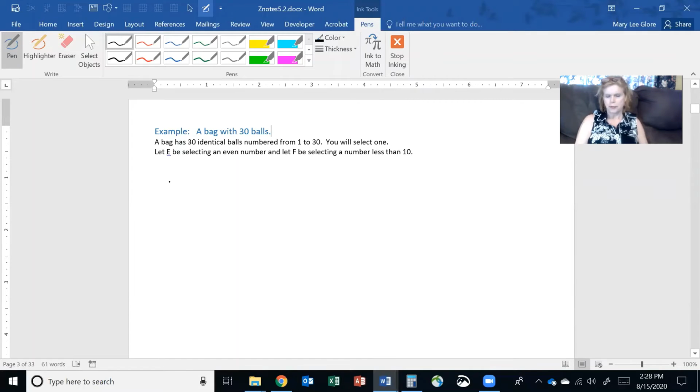Here's an example. Let's say I have a bag. It's got 30 balls in it that are numbered from 1 to 30. And I'm going to select one of those balls. So we're going to talk about two events here. E is selecting an even number. F is selecting a number less than 10.